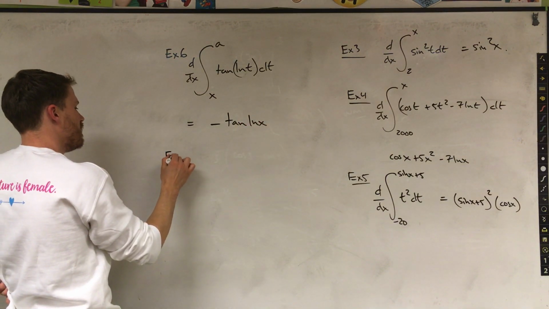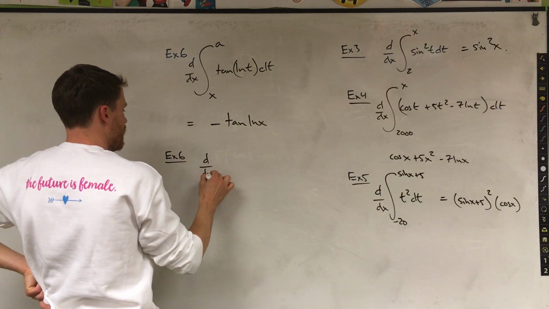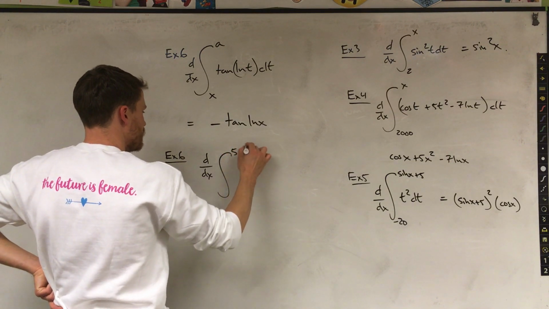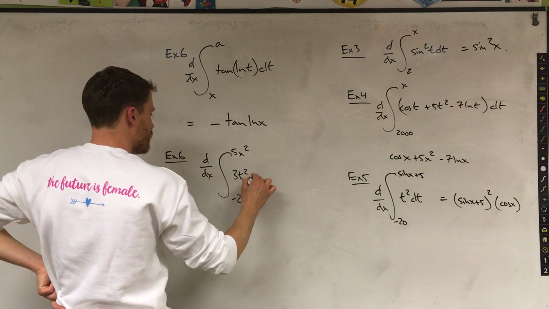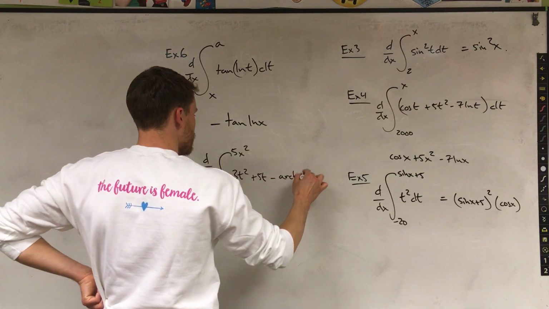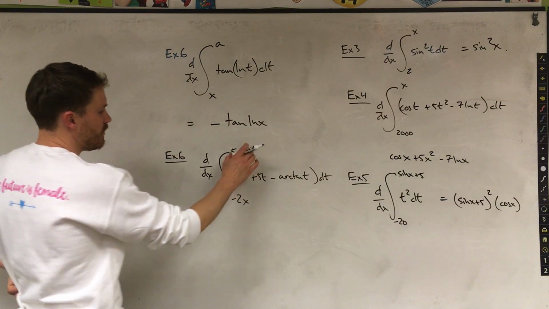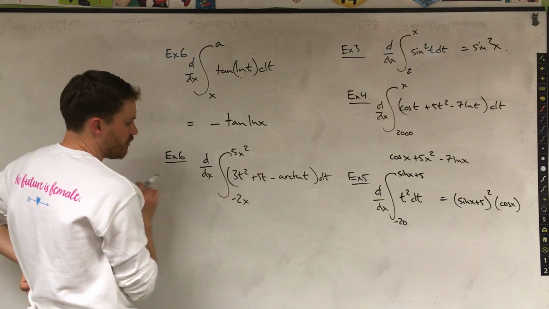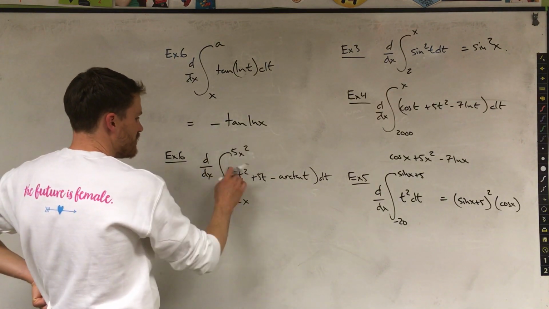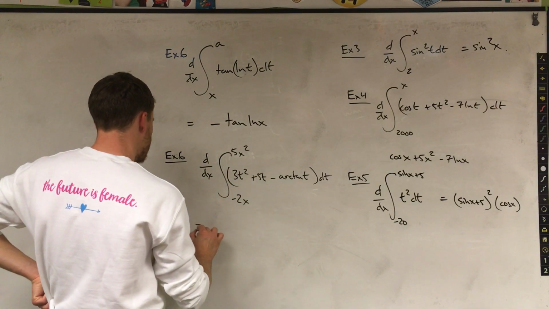If I have, say, the derivative of a function from negative 2x to 5x squared of 3t squared plus 5t minus arctangent t dt, well, then I'd be plugging in this one, then plugging in this one, but I'd be subtracting them. So basically, you plug in the top one, multiply by its derivative, plug in the bottom one, multiply by its derivative, and subtract the 2.